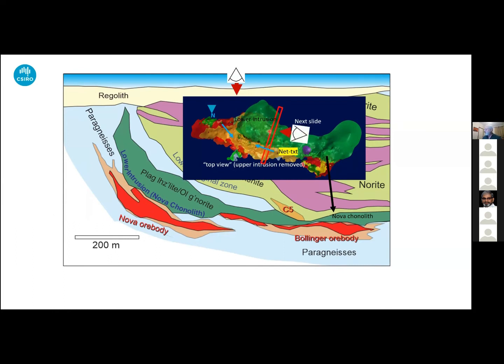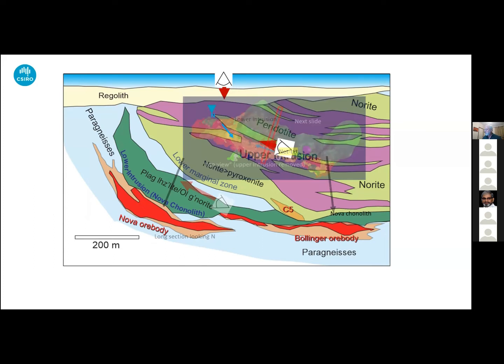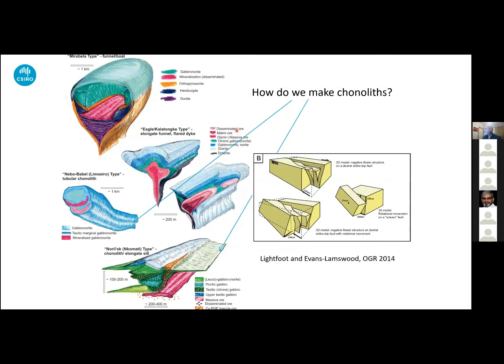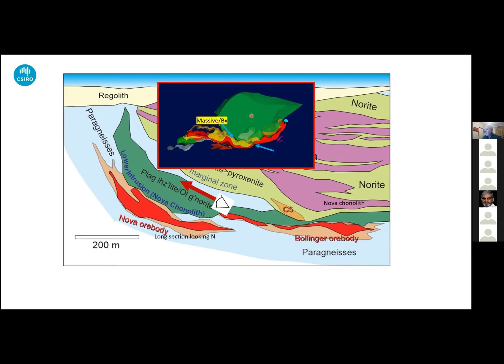Now, if we look along that, so we're looking at right angles to the section and looking along the chonolith, it's got this sort of lozenge shape. Here's the sulfides, they're displaced off to one side of it. That's largely a tectonic feature, although a lot of the emplacement of the sulfides into the country rock is actually an original magmatic feature. We'll get to that. We'll come back to Nova.